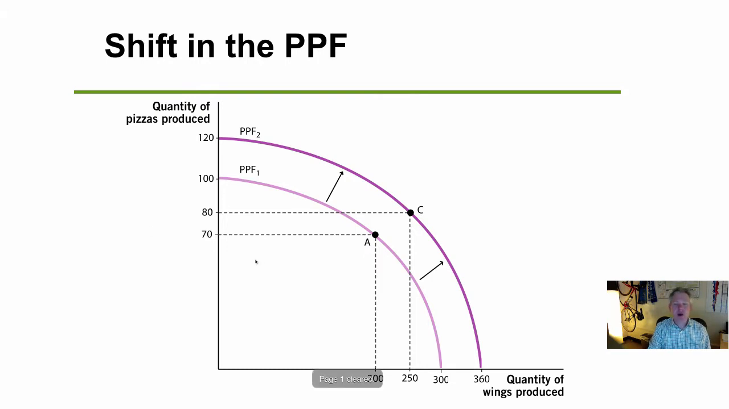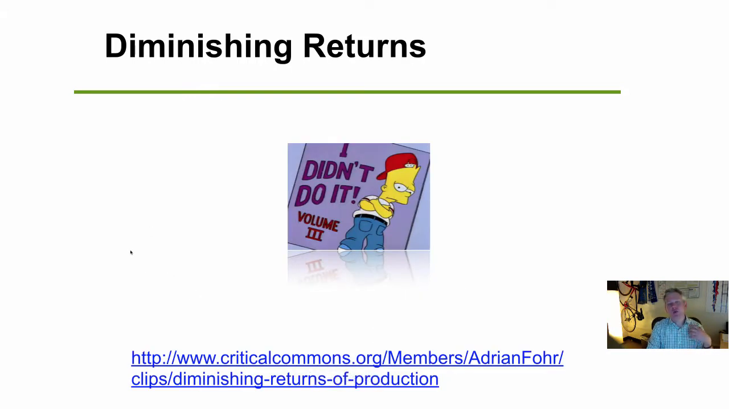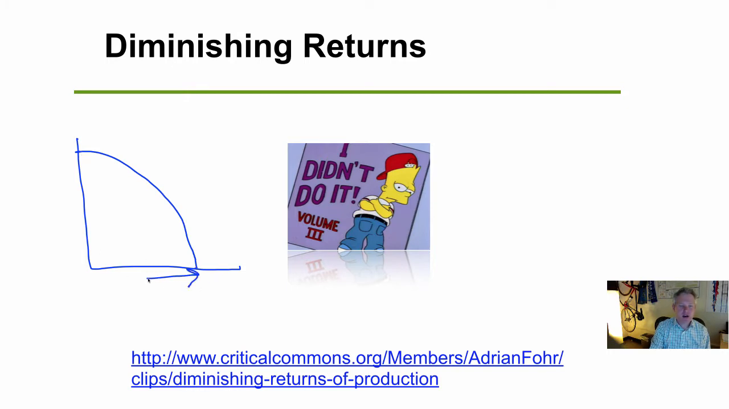All right. Okay. So what I want to leave you with is one of the reasons that a production possibilities frontier can be bowed out is that there's diminishing returns. All right. As you produce more and more wings, all right, you have to give up more and more pizza. So the amount of resources that you're putting into each additional wing is actually giving you less and less wings. We're going to come back to this later on, but I wanted to go ahead and introduce it here.